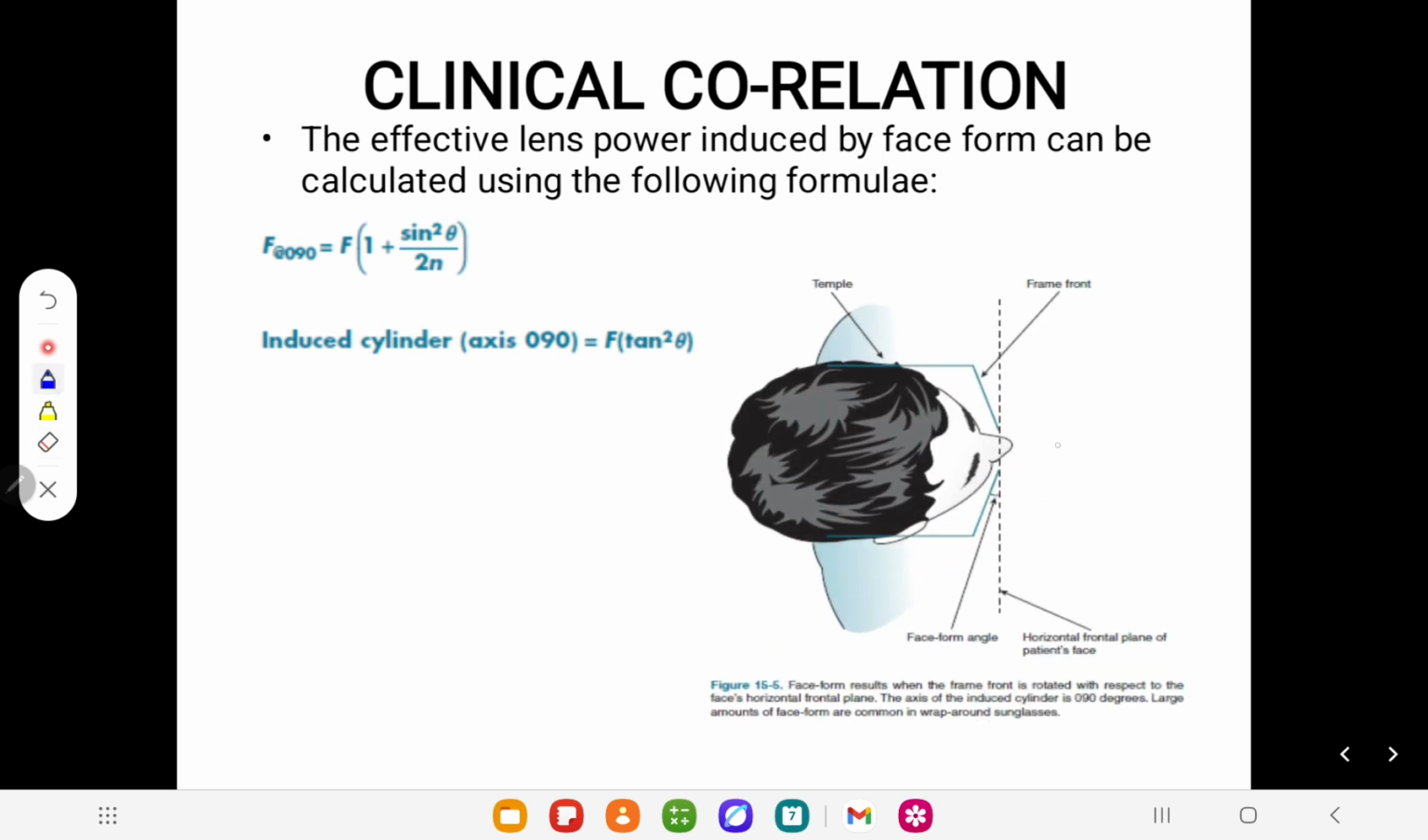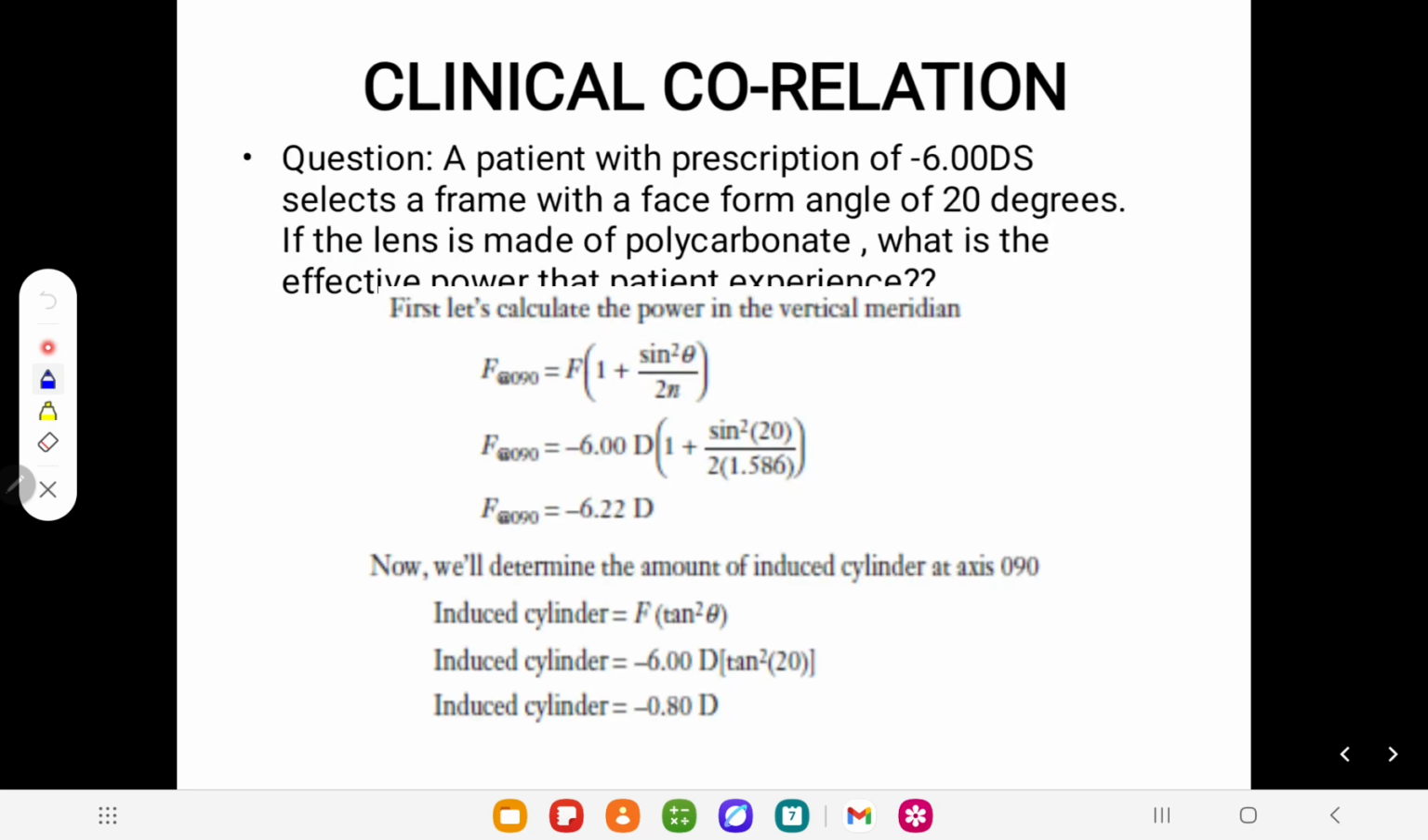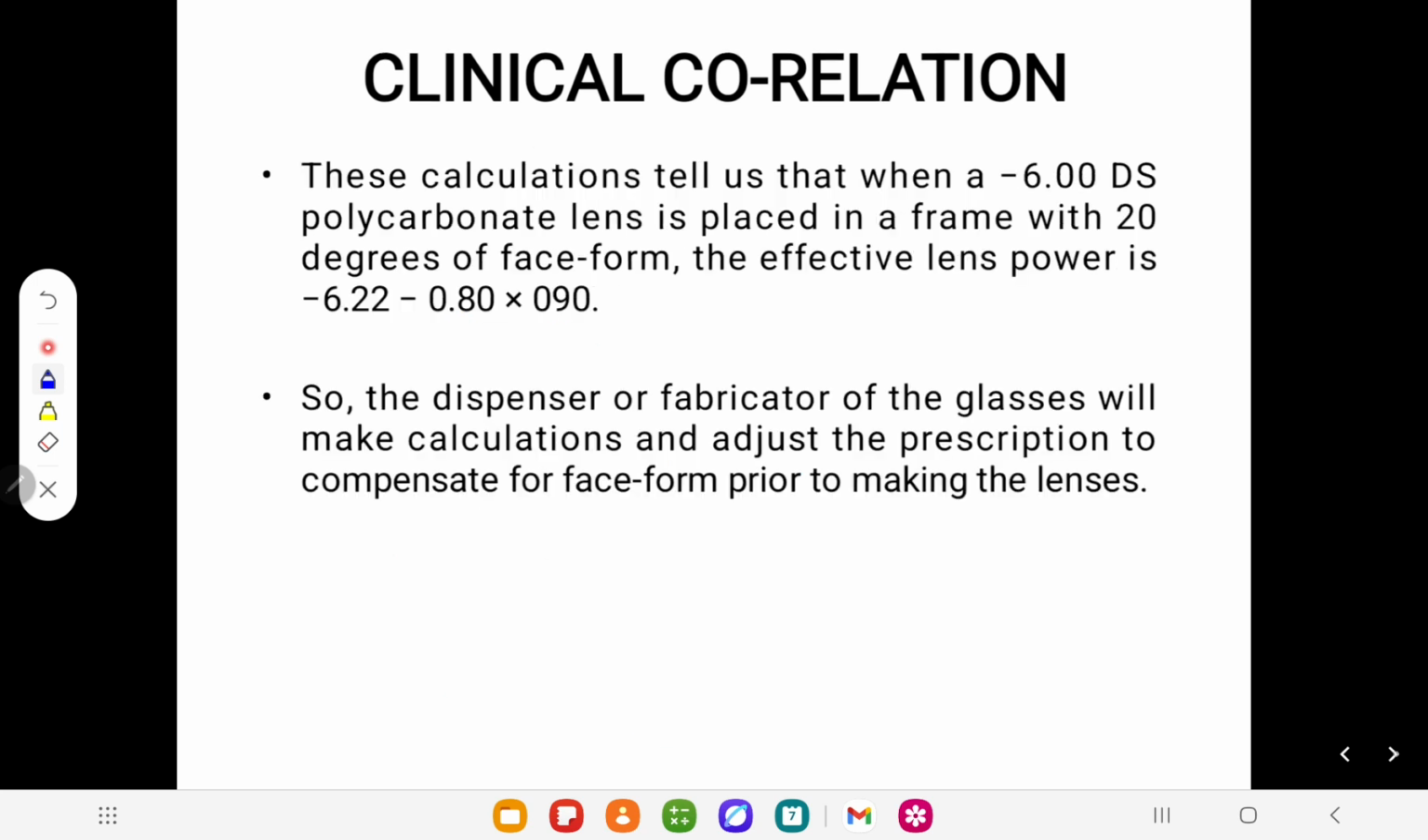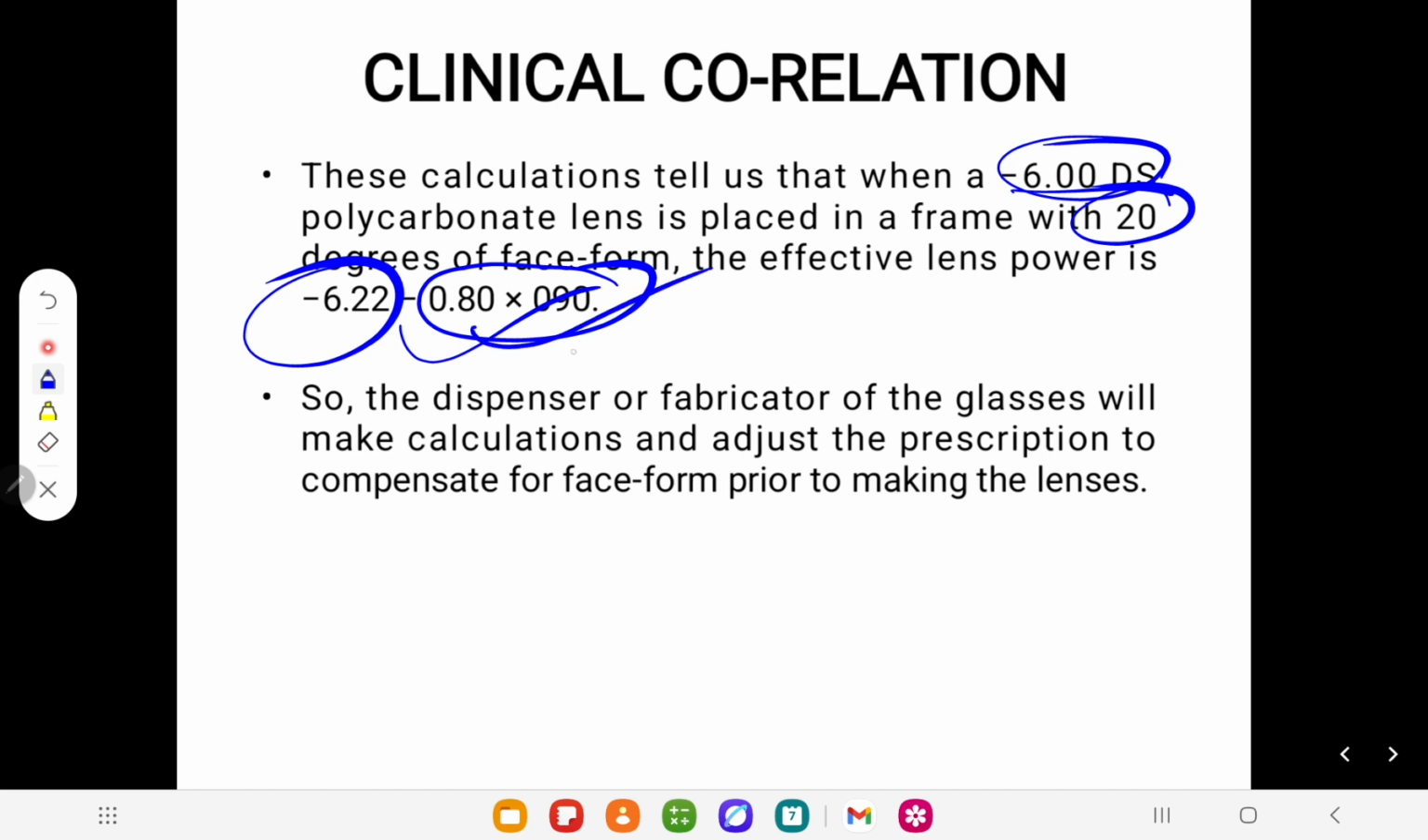So let's take an example. This is face wrap. It should be like this, but it is tilted by theta angle. In this question, it is written that if a 6 diopter sphere is tilted by 20 degrees, then 0.8 diopter of cylinder is induced. It's simple. The clinical correlation is that when a 6 diopter sphere is tilted by 20 degrees, the sphere increases a little bit, but the cylinder increases a lot.